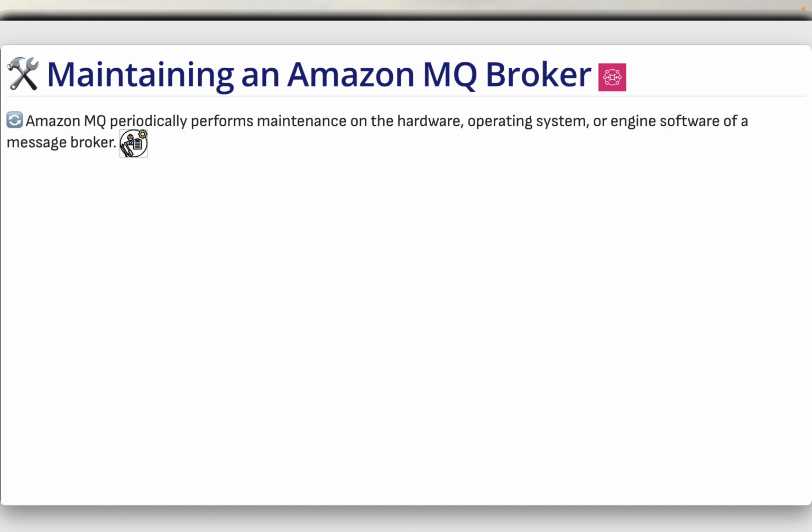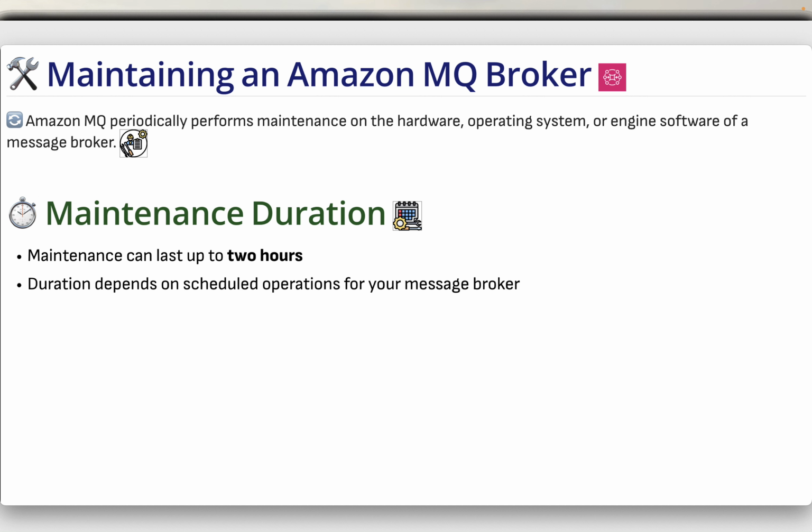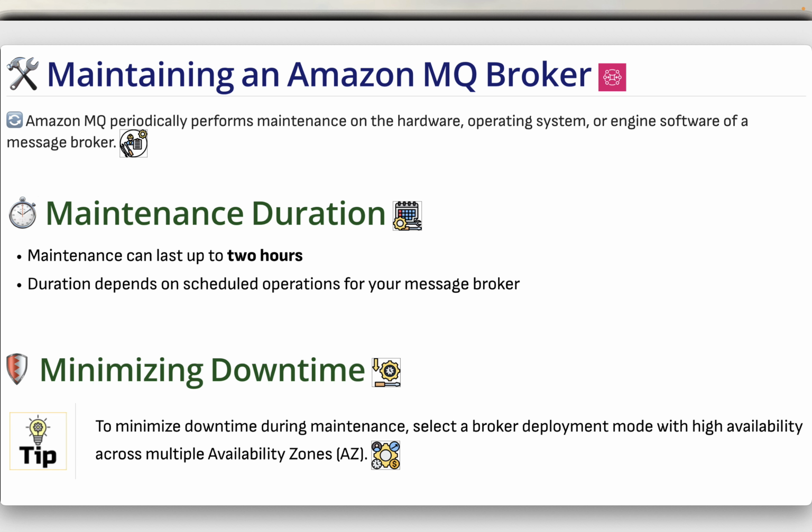Amazon MQ periodically performs maintenance on the hardware, operating system, or engine software of a message broker. And there is a maintenance duration which can last up to 2 hours, and the duration depends on the scheduled operations for your message broker. So to minimize downtime during maintenance, you select a broker deployment mode with high availability across multiple availability zones, AZs. So we will see for both ActiveMQ what this high availability mode is, which we can set up for multiple AZs.